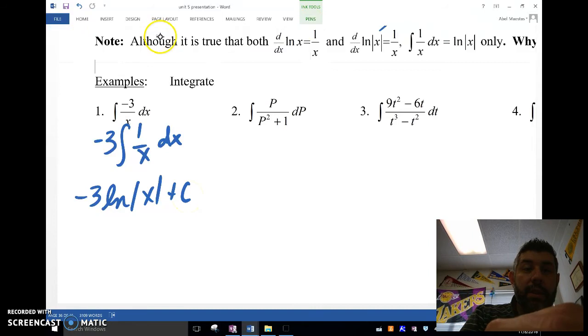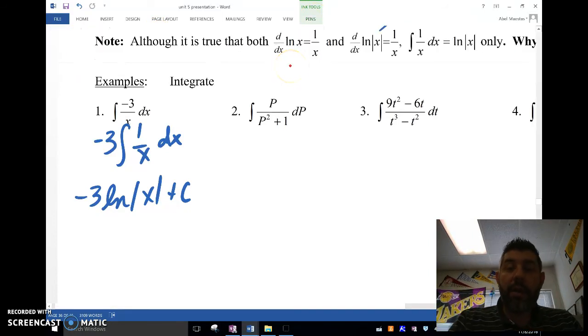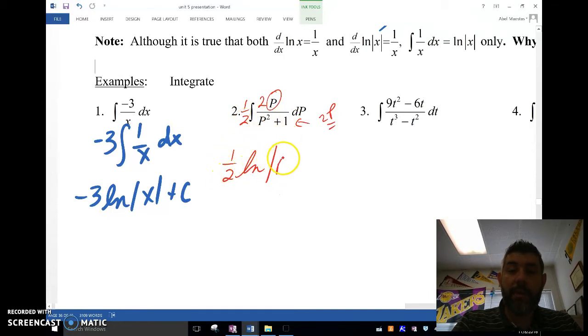Okay, what about this one? Notice here that in the denominator we have p squared plus 1. So the derivative of that is 2p, right? Well, I already have the p part, so all I need is a 2 there. So I need a 1/2 out front to do my reverse chain rule. And so I'm just going to have 1/2 ln of what's in the denominator, p squared plus 1, plus c. So there's an example of a reverse chain rule.